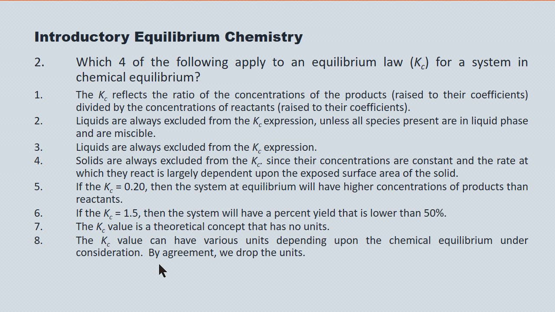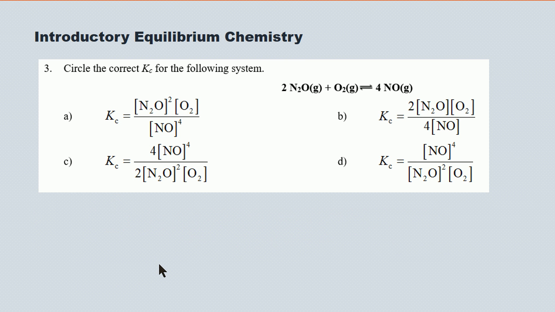7. The Kc value is a theoretical concept that has no units. Nope. 8. The Kc value has various units depending on the chemical equilibrium under consideration, but by agreement we drop the units. That is true. Final answer, 1, 2, 4, and 8. Circle the correct Kc. We're looking at concentration of NO to the 4th power divided by the product of the concentration of N2O to the 2nd power times O2, and that appears to be D.